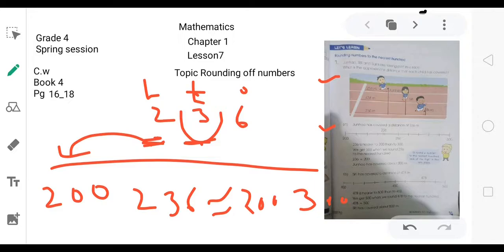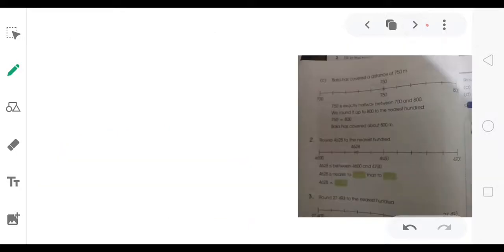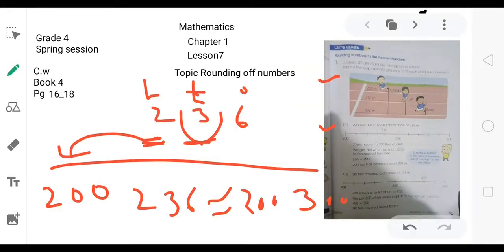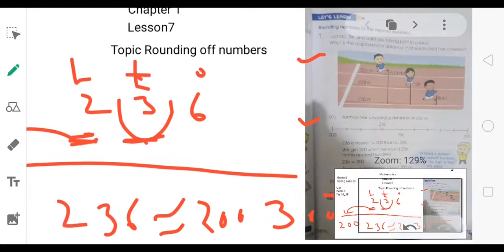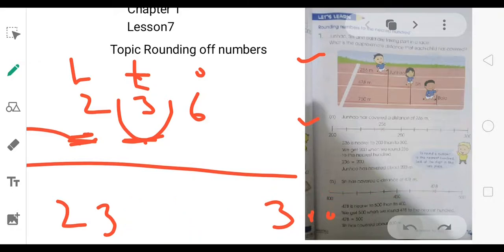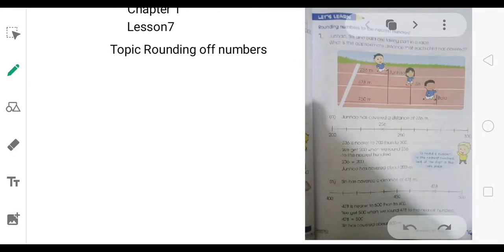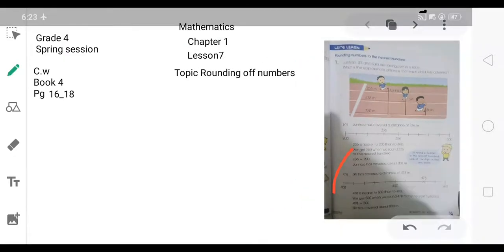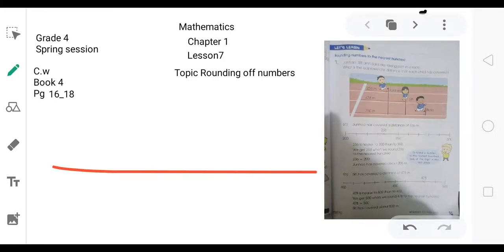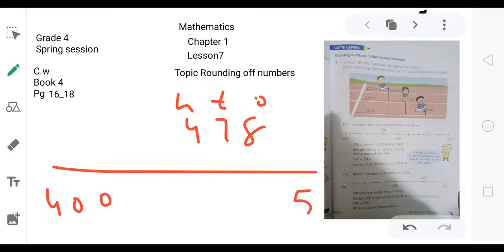Similarly, come to the next part: City has covered a distance of 478 meters. Again, first of all, you have to make a number line like this: ones, tens and 100. Now tell me, 478 lies between which hundreds? This comes between 400 and 500.